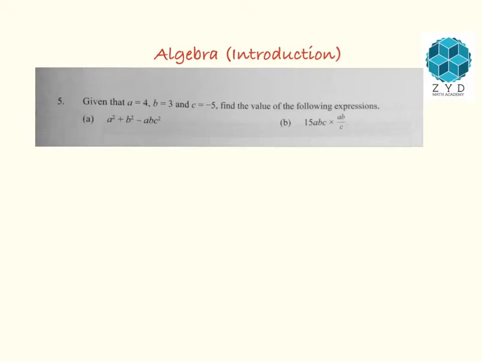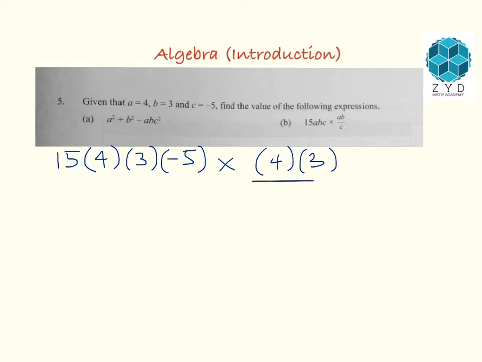As mentioned in the previous slide, there is an alternative method to solve question 5b. So now I will show you how. Basically, we do not combine the two algebra terms. Literally, we are going to substitute the values. So it goes by 15 multiplied by a, which is 4, b is 3, and c is negative 5, multiplied by a is 4 times 3 divided by negative 5, not forgetting the brackets for all these terms.